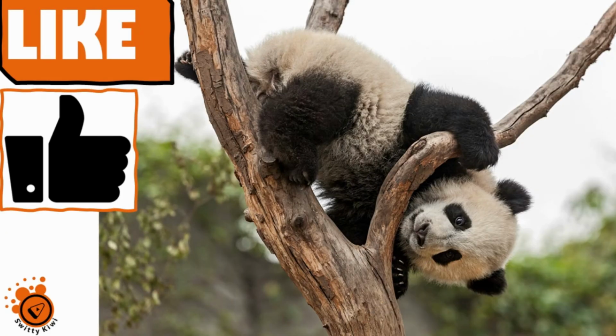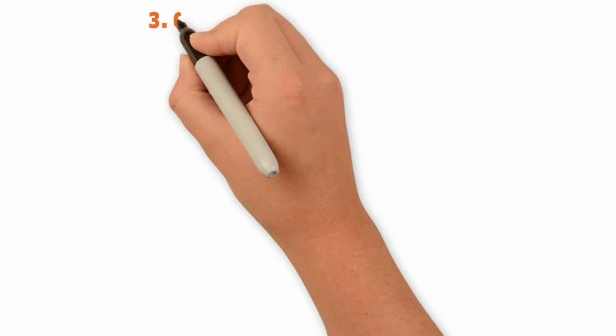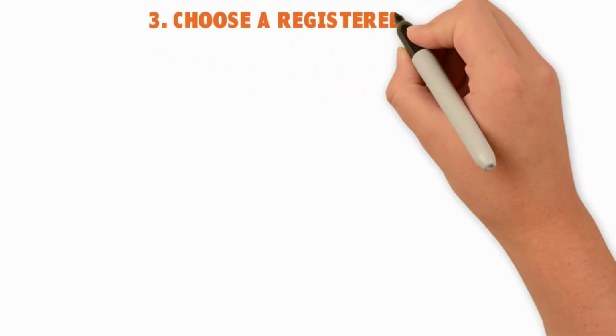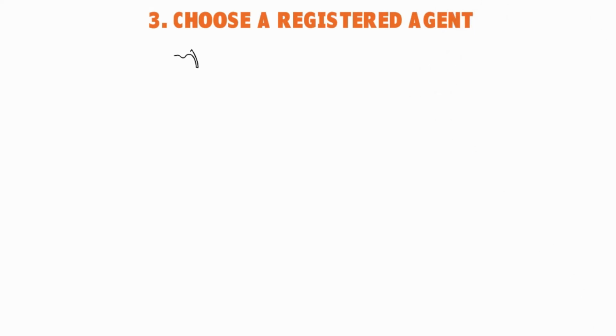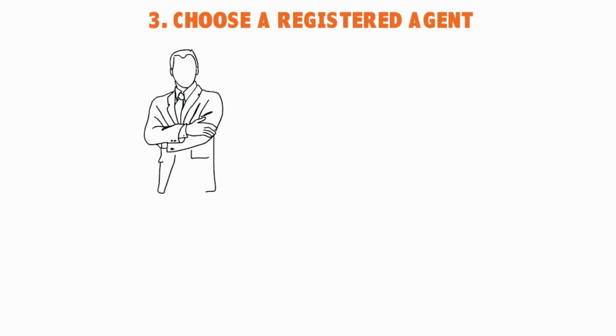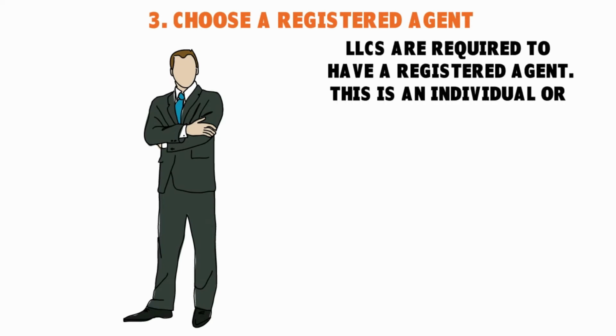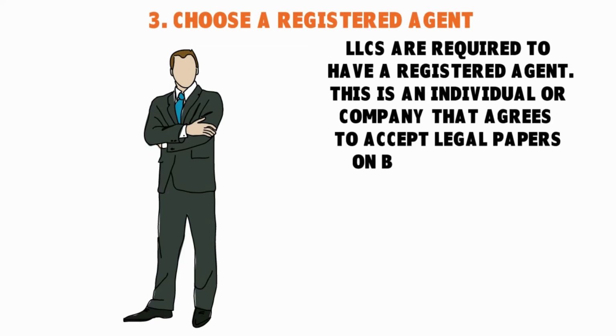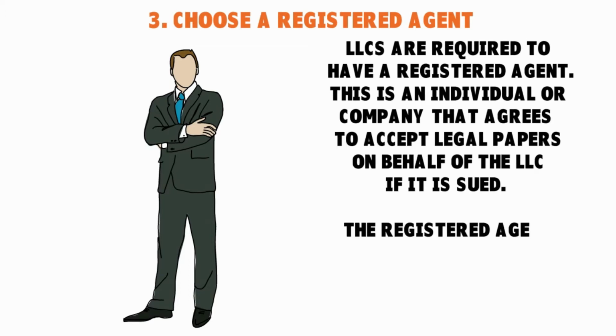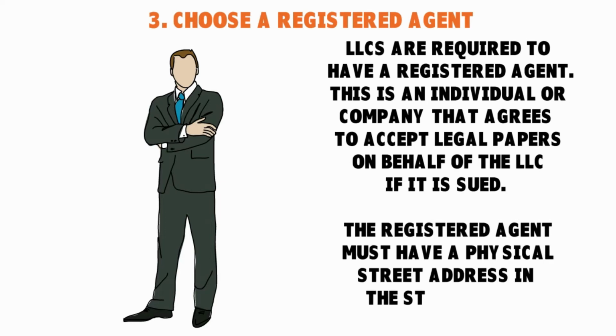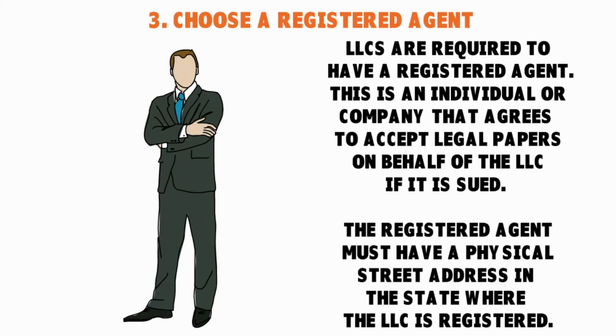After choosing a name for your LLC and filing articles of organization, you need to choose a registered agent. All LLCs in all 50 states are required to have a registered agent. This agent can be a company or an individual. The agent agrees to accept legal papers on behalf of the LLC if it is sued. Pay attention to that. A registered agent is someone or an organization that agrees to accept legal papers on behalf of the LLC if the latter is sued.